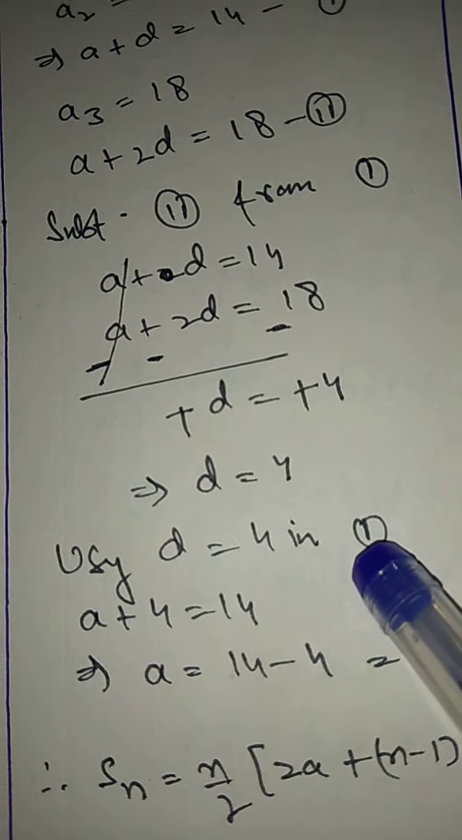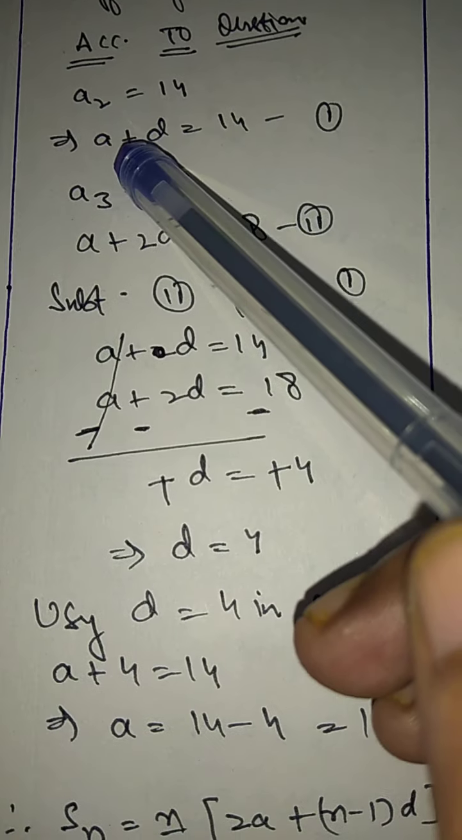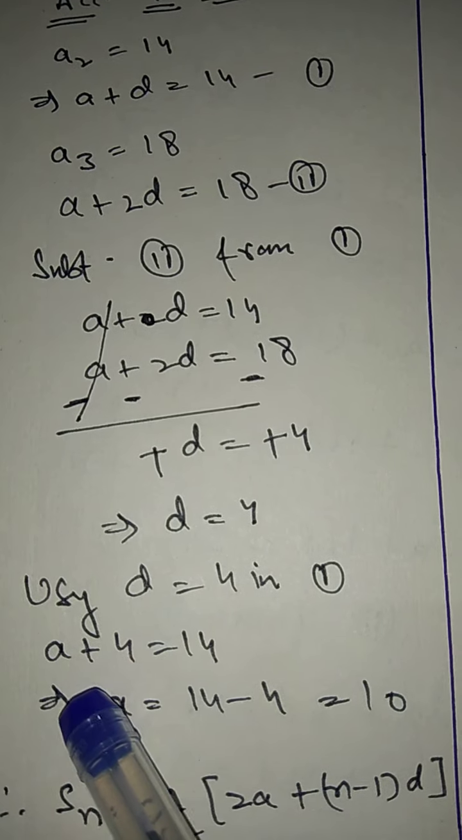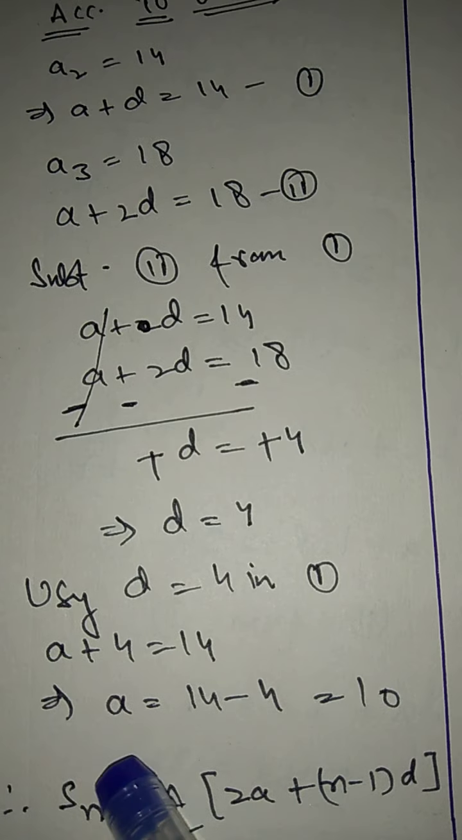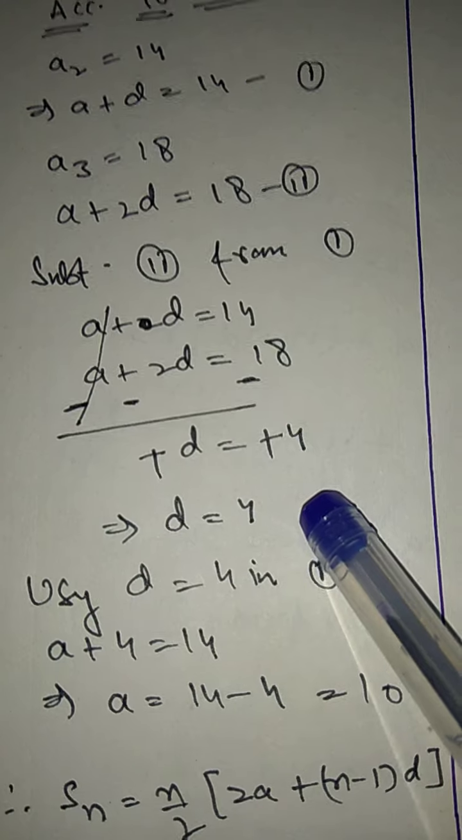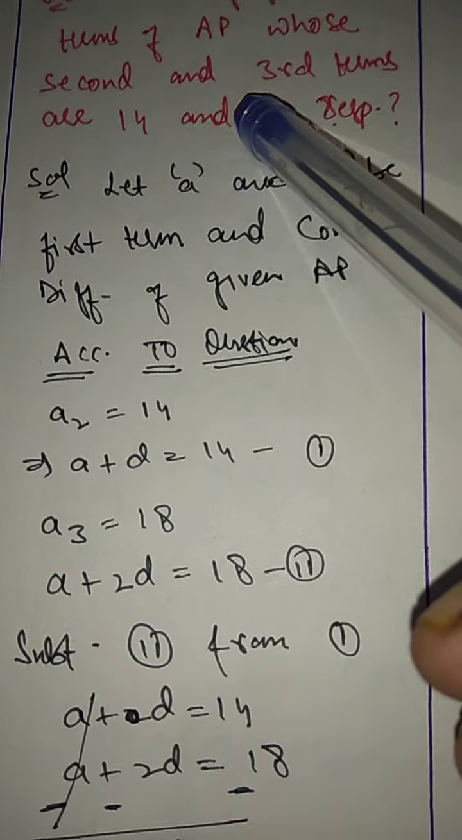So using D is equal to 4 in the first equation, A plus D is equal to 14, it gives A plus 4 is equal to 14, that is A is equal to 10. So A is equal to 10, D is equal to 4. We have to find the sum of first 51 terms.